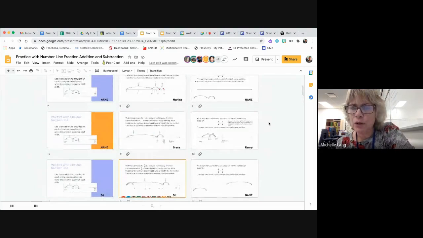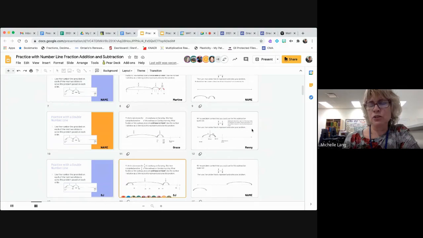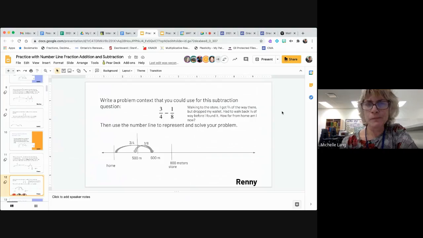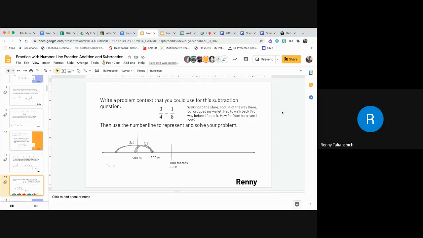And then the other slide that I want to have a quick look at is slide 12. So if we can go to slide 12. And I like slide 12 because I like Rennie's context. So Rennie, can you tell us about your thinking here, please? Hi, I wanted to make it walking, and then I realized 8 kilometers of walking was maybe a bit too much to go to the store. So then I was like, okay, well, I'll make it meters because that seems like I would walk 800 meters, sure. So I said I was walking to the store, and that was 800 meters away.